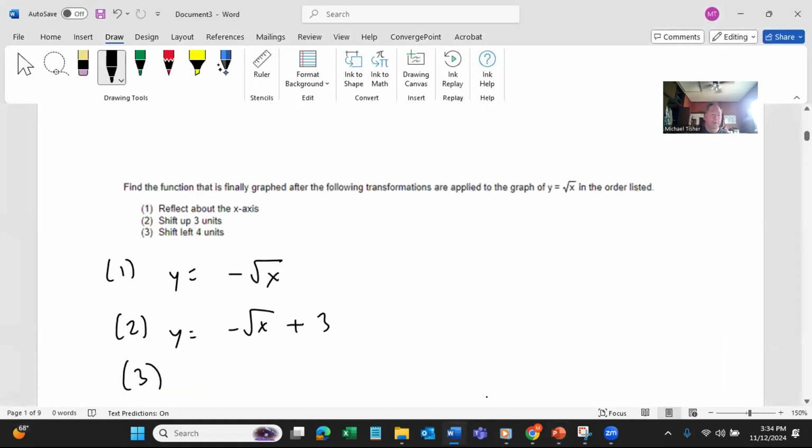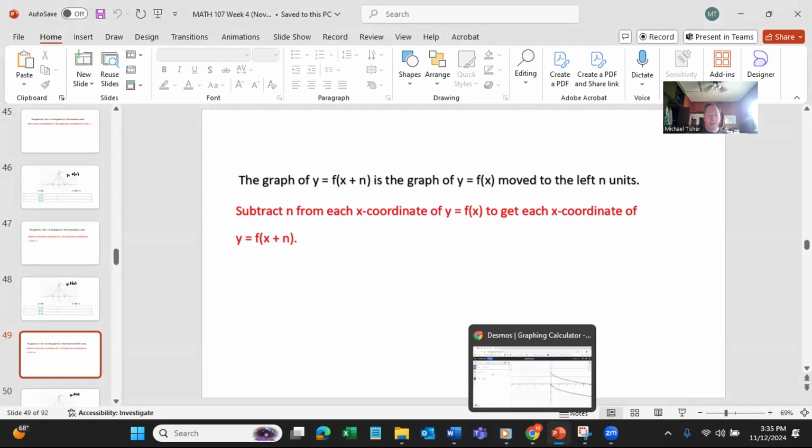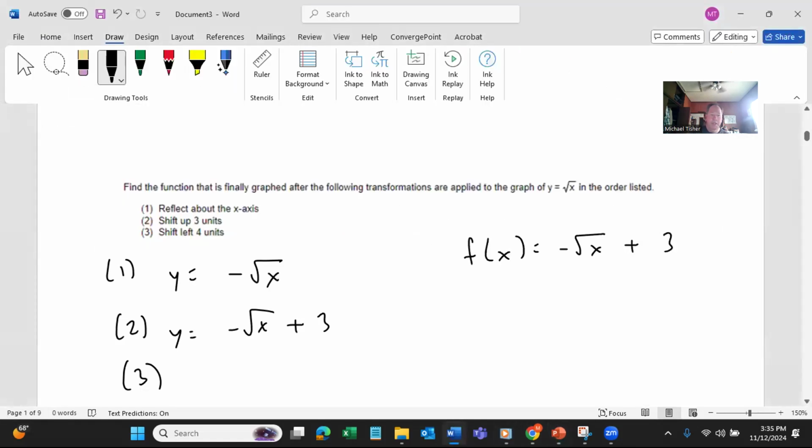So here's how that works. So imagine f of x is equal to number 2, negative square root of x plus 3. All right, now we're shifting to the left 4 units. So we go back to the PowerPoint. We have plus 4 on the inside. So let's see what that means to do. We're going to have f of x plus 4. And what this means is everywhere I see an x, I'm going to replace it with x plus 4.